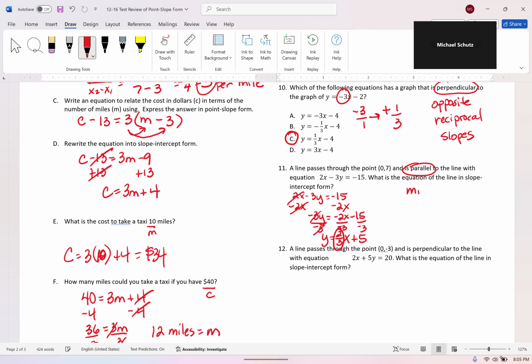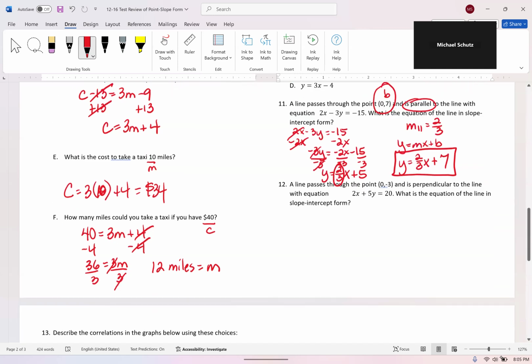Since the line we're looking for is parallel, that means they have the same slope. And here is our b value. y equals mx plus b is what we're going to use here. We're going to plug in 2/3 for your parallel slope and 7 for your new y-intercept. That's the correct answer: y equals 2/3 x plus 7.